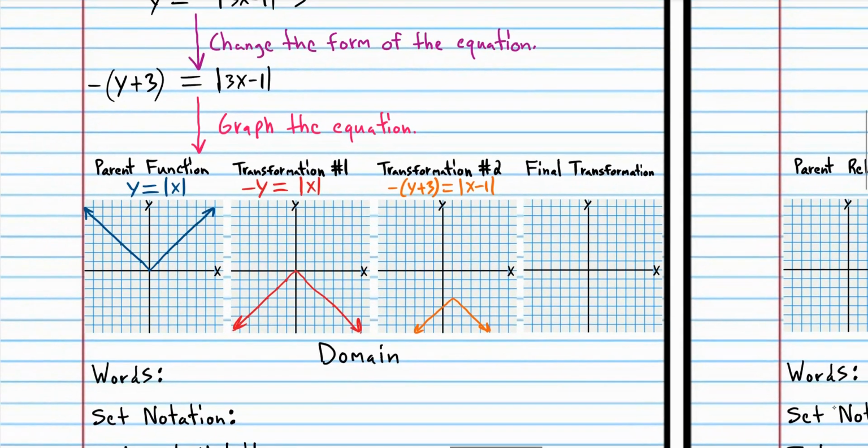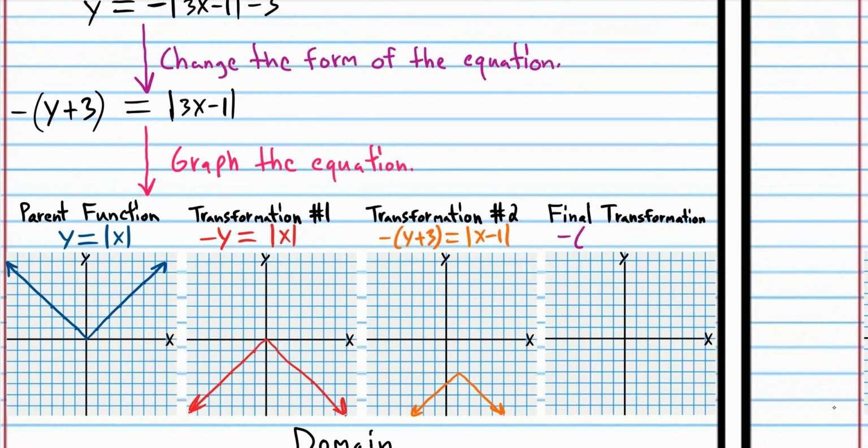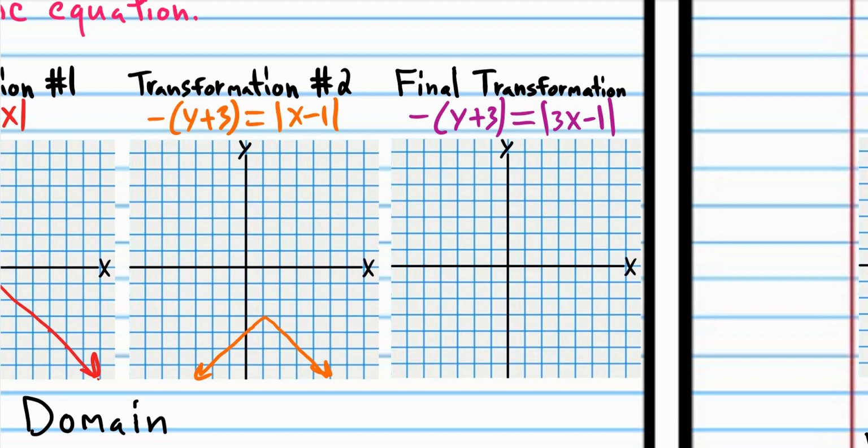And then we're going to finally dilate. So I'm going to replace x with 3x. So we're going to divide all the x values by 3. So this point here has an x value of 0. So we can keep that. So this point went to there. And this point has an x value of 3.